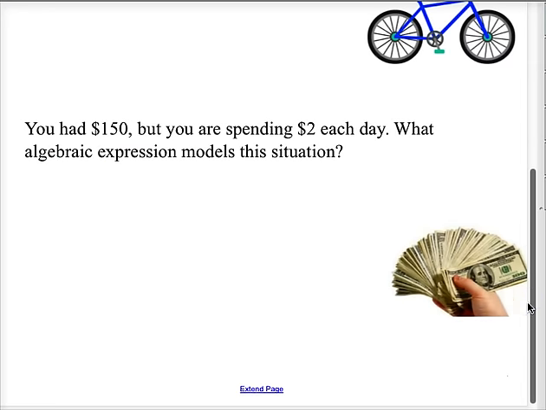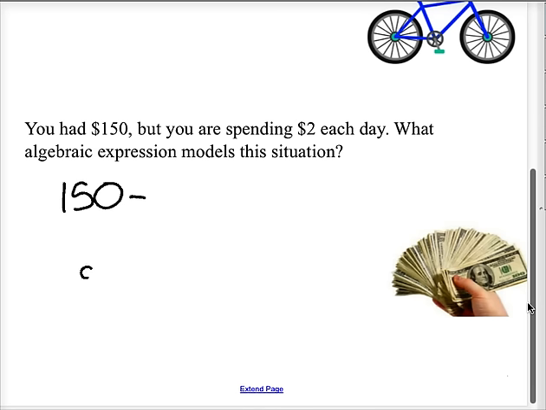All right, how about this? You had $150, but you are spending $2 each day. What algebraic expression models this situation? All right, so what's happening? Well, we're starting with $150 and we're spending how much? $2 each day. Well, spending implies that we're going to take how much money we had and we're having less, all right? So we have to subtract off $2 for each day.